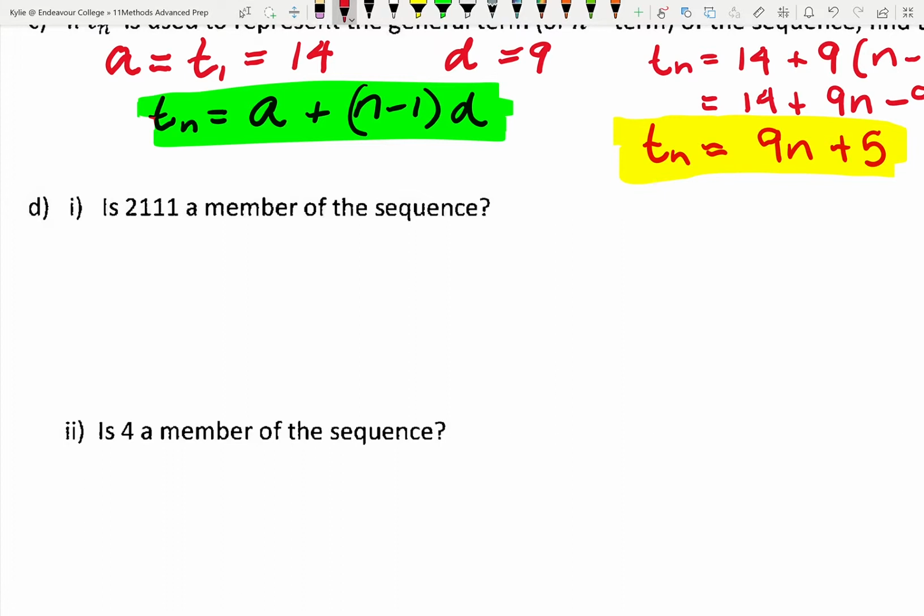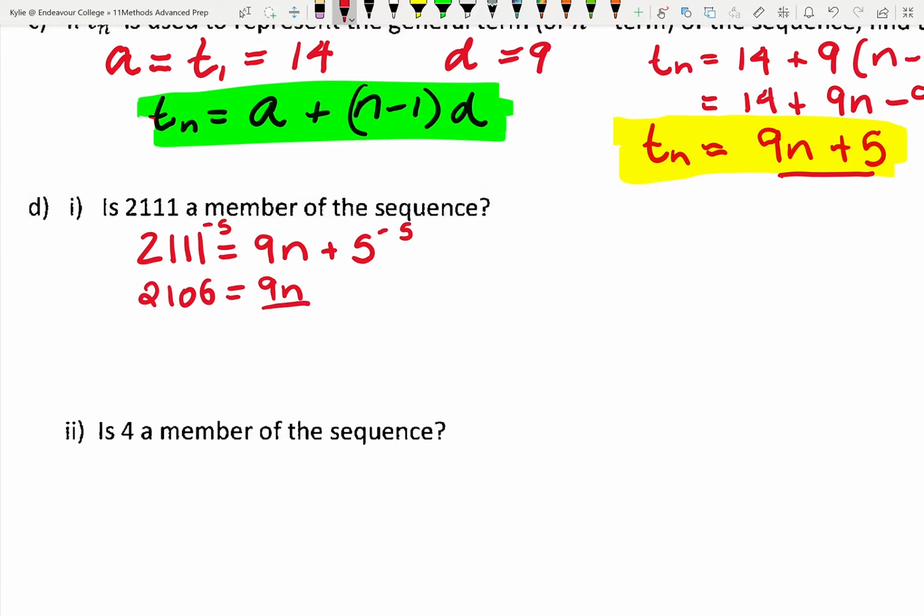So we check, is 2111 a member of the sequence? Well, we let it equal 9n plus 5, which is our general term, and then work out what n is. So we take 5 from both sides, and we're left with 2106 equals 9n. We divide both sides by 9, and we're left with n equals 234.